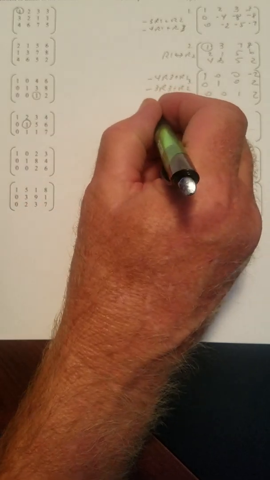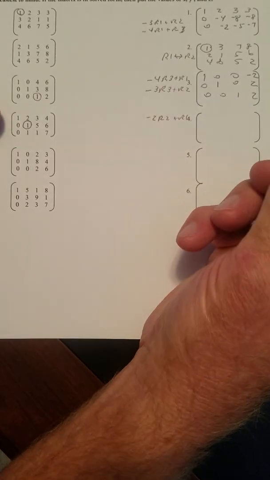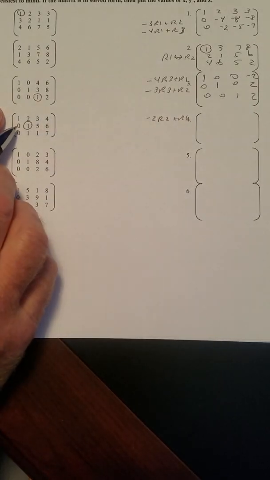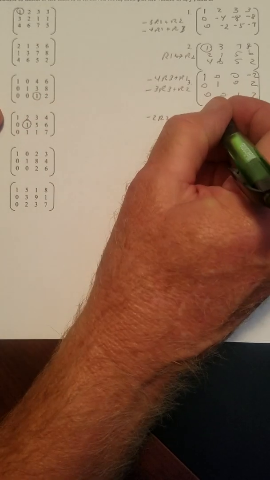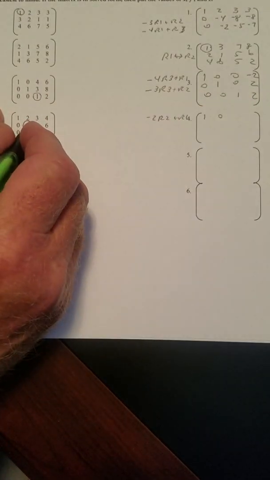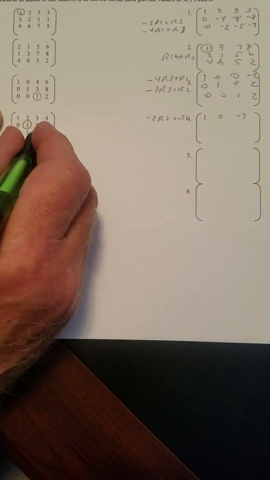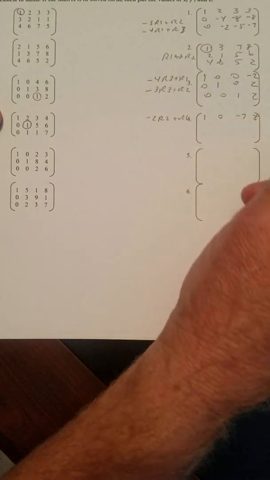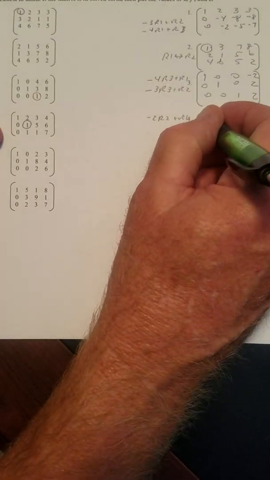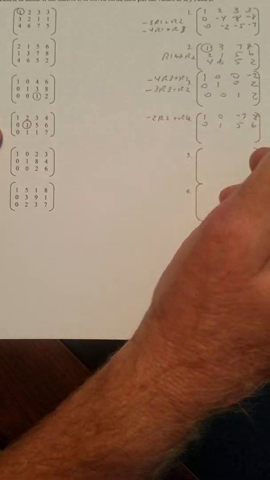We're going to take -2 times row 2, add it to row 1. So -2 times 0 is 0, plus 1 is 1. -2 times 1 is -2, plus 2 is 0. -2 times 5 is -10. -10 plus 3 is -7. -2 times 6 is -12. -12 plus 4 is -8. Second row stays the same because that's where the pivot was. You don't change the pivot one.